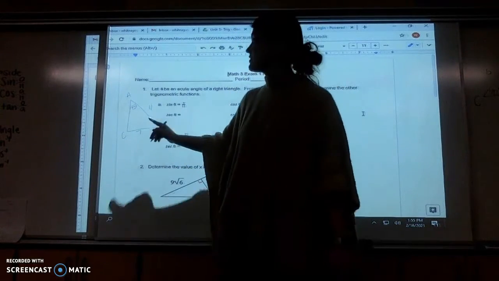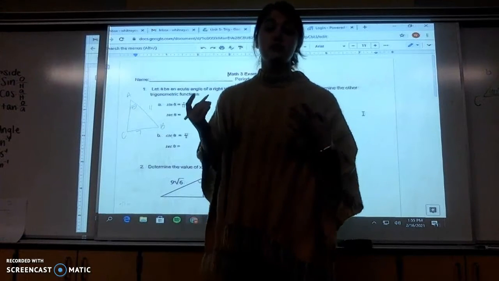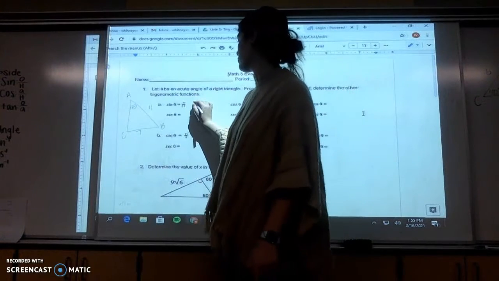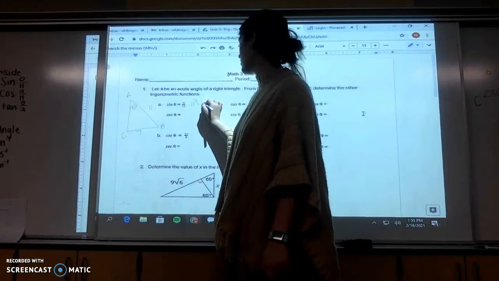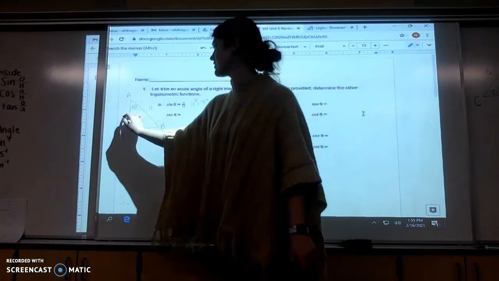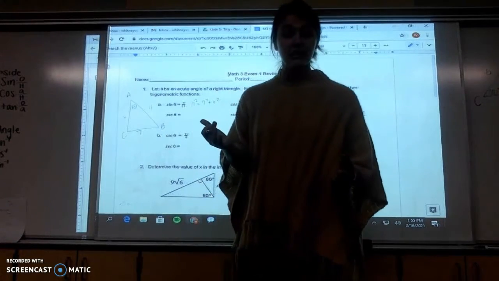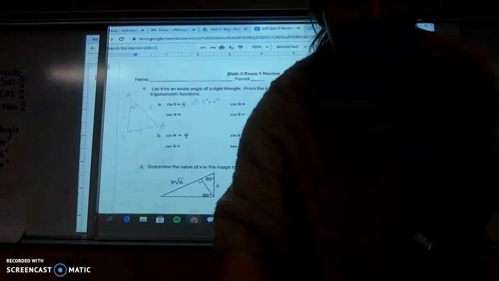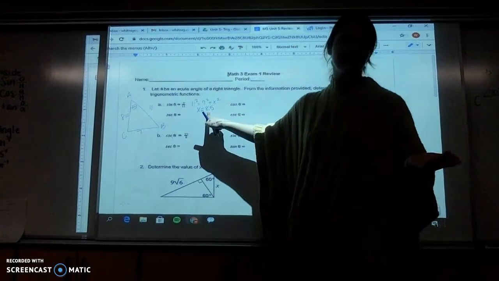Now I need to find my third side length. So I'm going to use the Pythagorean theorem to solve for my third side length, which would be 11 squared is equal to 7 squared plus this side length. I'm just going to call it x squared. You're going to plug that into your calculator, and you should get x is equal to 8.5.